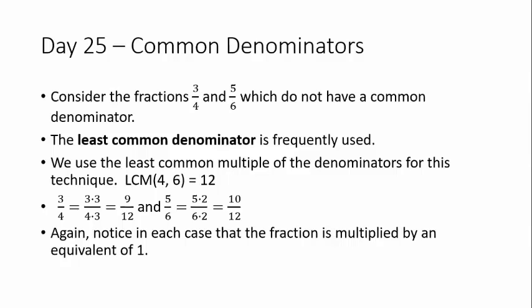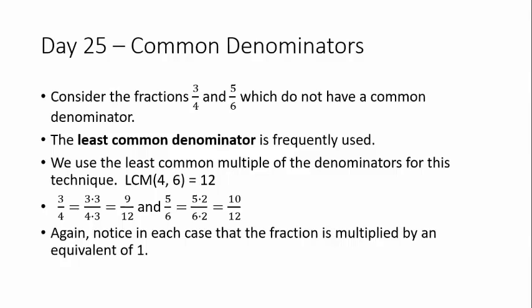We first consider the fraction 3/4. I want my denominator to move to 12. So I'll need to multiply 4 by 3 in order to get 12. I'll multiply the numerator by the same quantity. So I'm multiplying the numerator by 3 and the denominator by 3. This gives me the fraction 9/12.